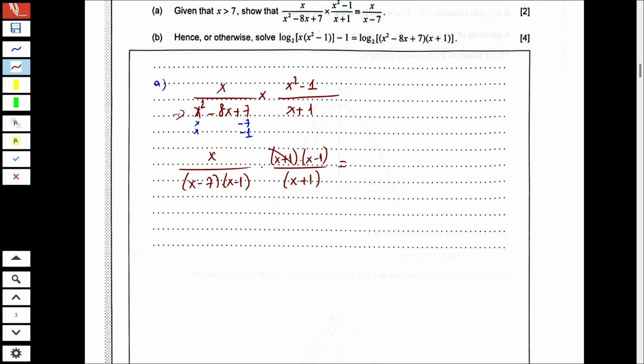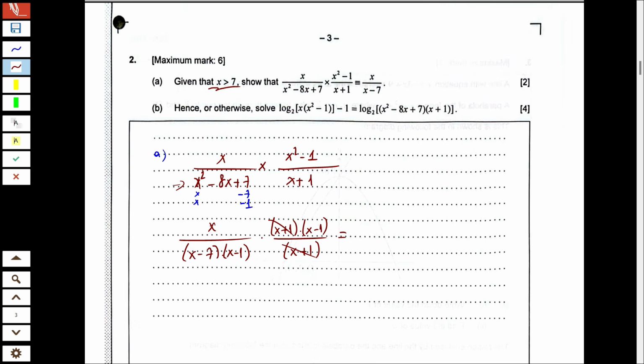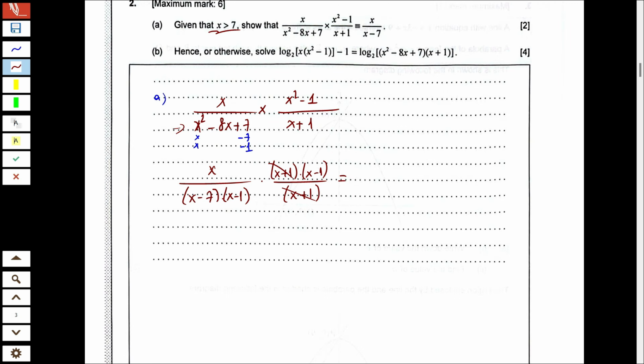We can cancel x plus 1 because I know that x is greater than 7. And we can also cancel x minus 1. In this case, it will be x divided by x minus 7.